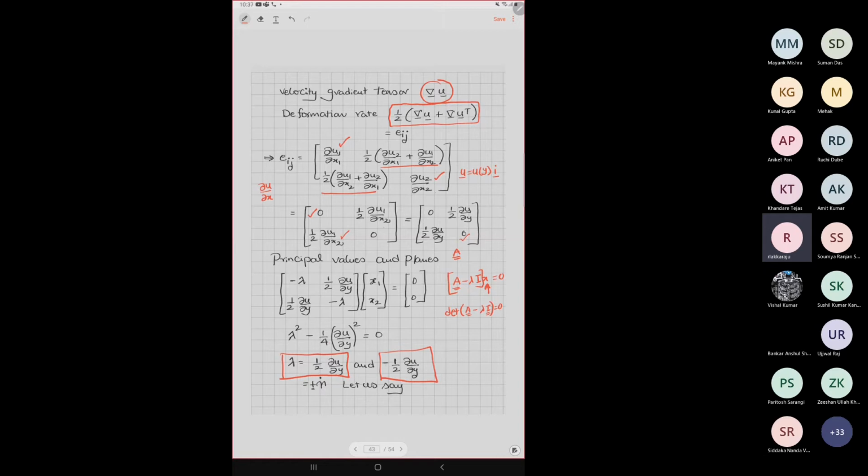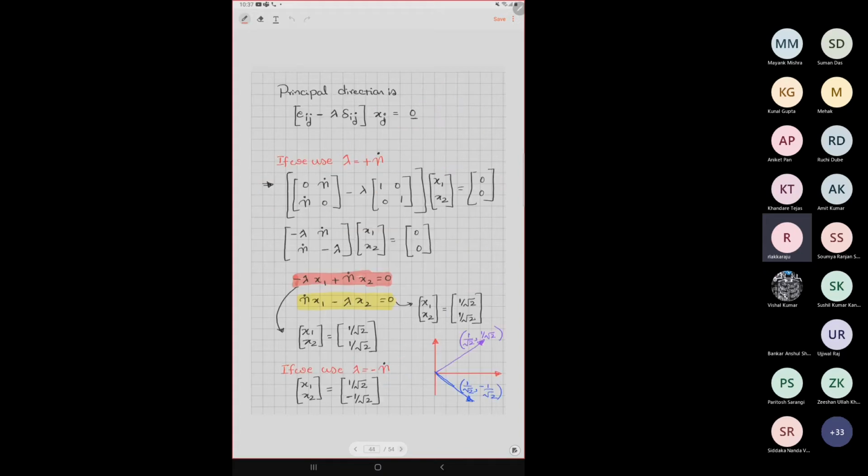Let us just, for easy sake, call half of del u by del y as gamma dot, just for notation. So it is plus gamma dot or minus gamma dot. These are the lambda values. Once I have lambda values, I can always calculate the eigenvector as [0 gamma dot; 0 0] minus lambda [1 0; 0 1] times [x1; x2] equal to [0; 0]. So [minus lambda, gamma dot; 0, minus lambda] times [x1; x2] is equal to 0.